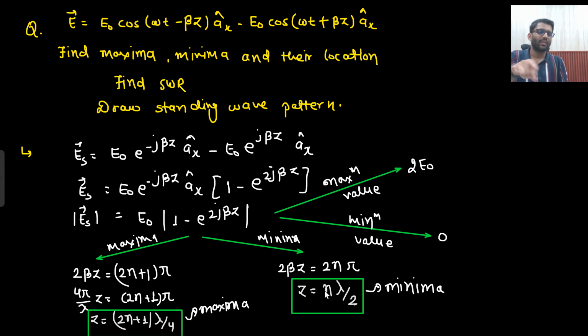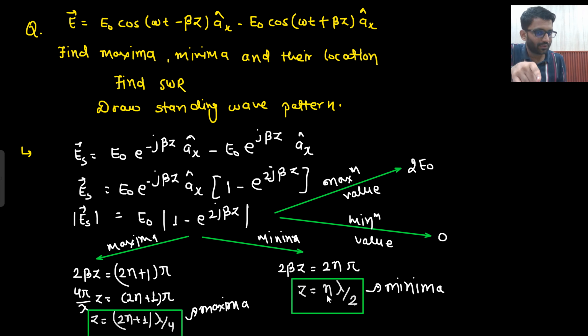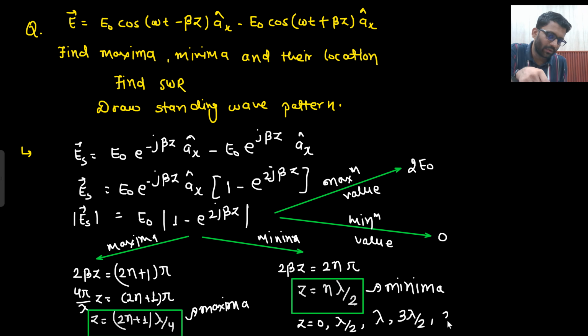So starting from 0, at z equals to 0, if I draw the standing wave pattern now, so this is my z and this is my magnitude, so I am not showing it. So at z equals to 0, if you put n equals to 0 here, basically where will be your minima? 0, lambda by 2, lambda, 3 lambda by 2, 2 lambda. At this point you will be having minima, and what is the minimum value? 0. And where you are having maxima? Maxima you are having at lambda by 4, then 3 lambda by 4, and so on.